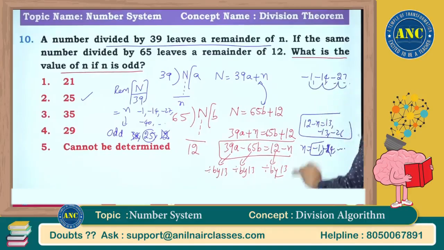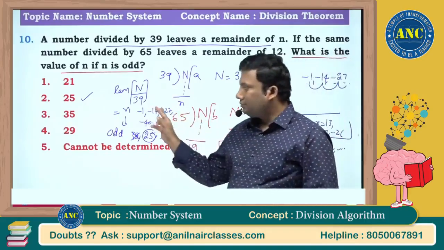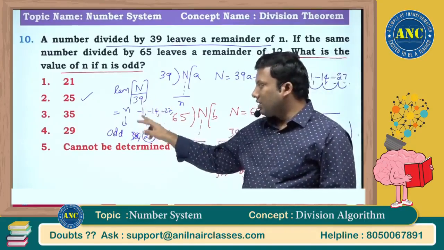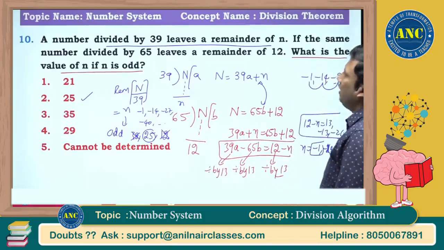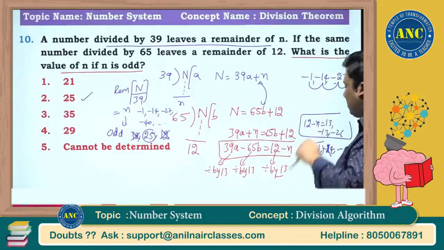It goes with a deviation of 13 to the left side. 39 minus 1, 38. 39 minus 14, 25. So from there, 25 you will get it. I hope the idea is clear. Next one.